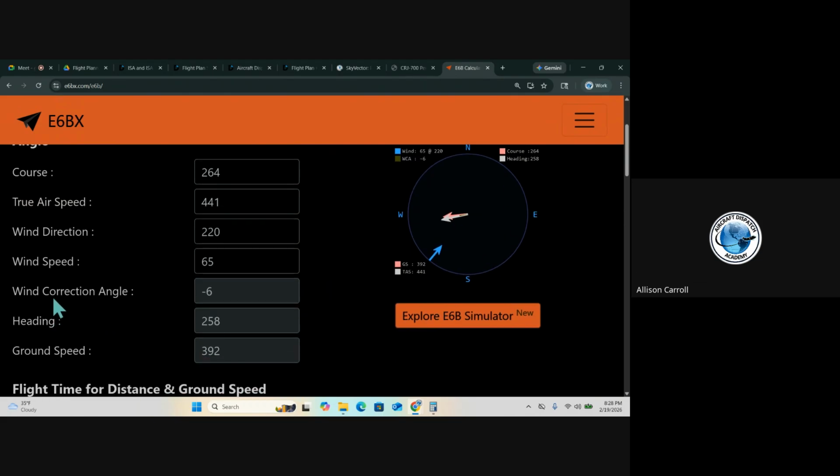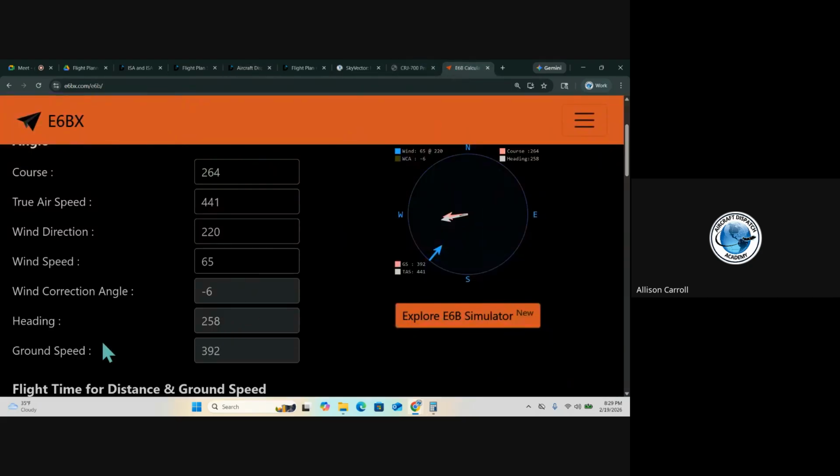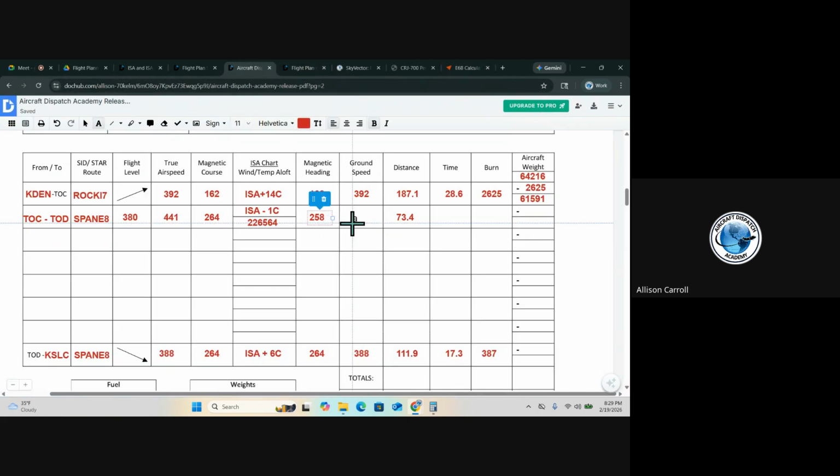Now, it gives you that wind correction angle, which is just great information to have, but it gives you your heading and your ground speed. So it corrects for these winds aloft, and it spits these numbers back out at you for your IFR flight plan. So our new heading, correcting for those winds, is 258. And our ground speed is now 392. Oops, sorry. So we don't mirror these during cruise because we correct for these winds aloft.